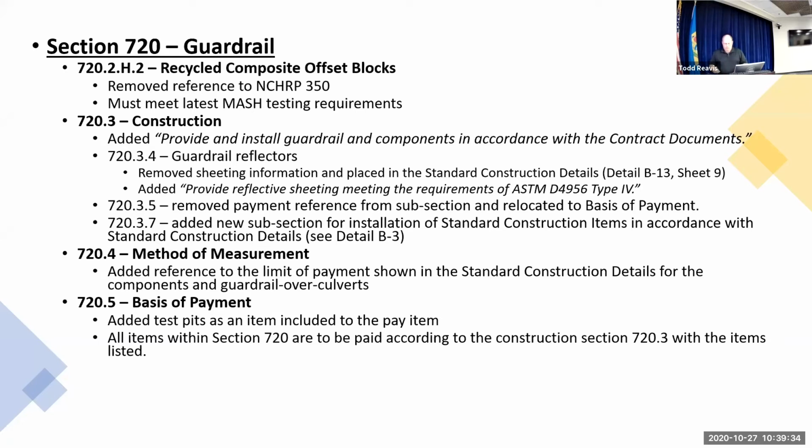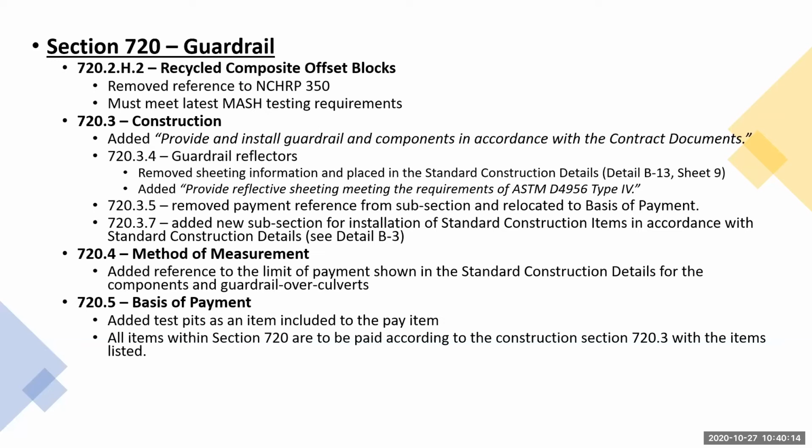All right. So for the guardrail updates, section 720, a few highlights here. Generally, most of the changes were minor clarifications, listing of things in a better order. But there are a few things that I want to highlight. In the guardrail section in 720, we clarified that the recycled composite offset blocks, which are allowable in place of the wood offset blocks, must meet MASH requirements now. So no longer are we accepting any NCHRP 350 offset blocks. All of those blocks must meet MASH requirements.